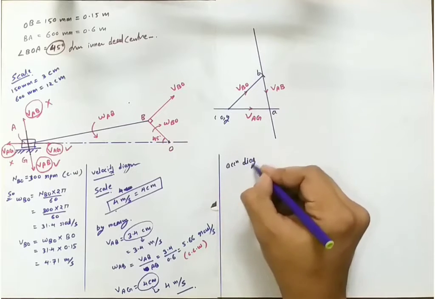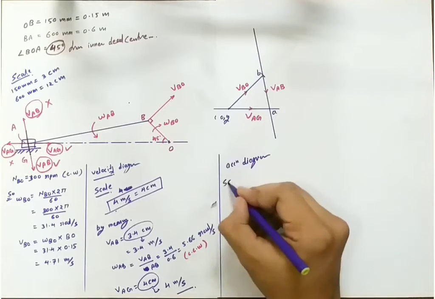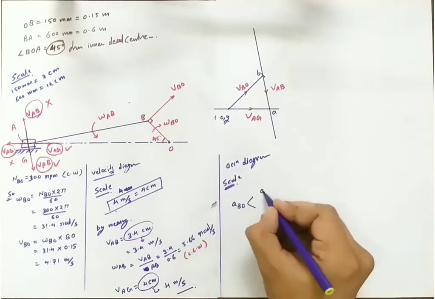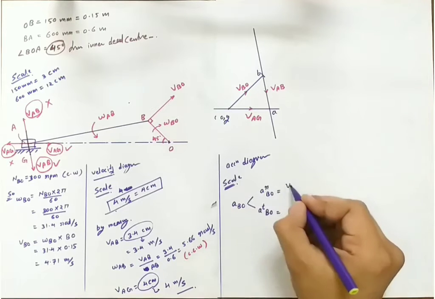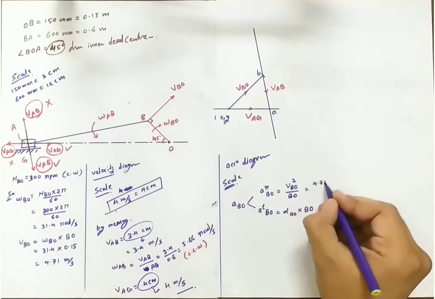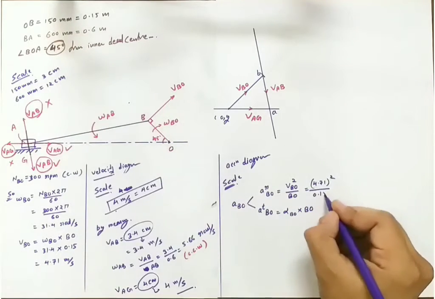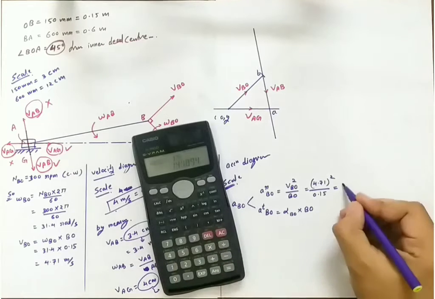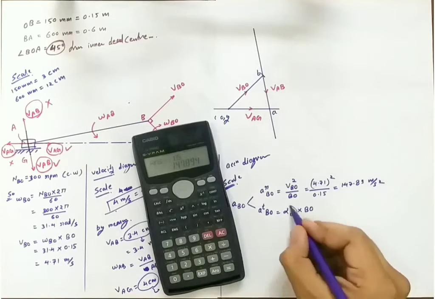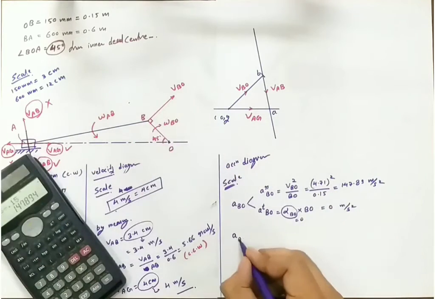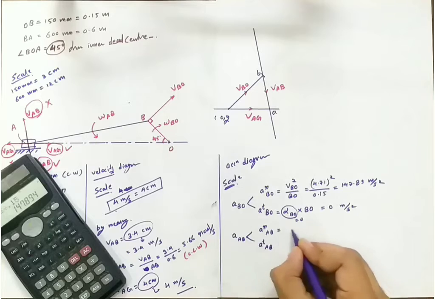Now we'll go for the acceleration diagram, and we'll choose the proper scale. Before that we have to find out some component values, that is for input link BO. There are two components, radial and tangential. In this the radial component is simply velocity square per length. So this is equal to 147.89 meter per second square. But in this question there is no angular acceleration, so this is equal to 0. So the tangential component of BO will be equal to 0.